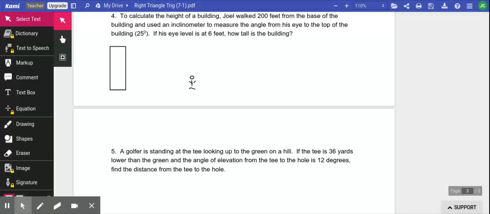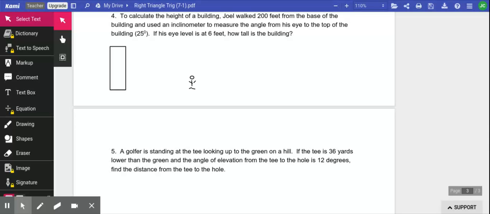All right, so we're going to use SOHCAHTOA to just solve some application problems. These should feel kind of familiar from geometry because you've done this before. So here's my fantastic picture of this. To calculate the height of a building, Joel walked 200 feet from the base and used an inclinometer to measure the angle from his eye to the top of the building. It was 25 degrees. If his eye level is at 6 feet, how tall is the building?